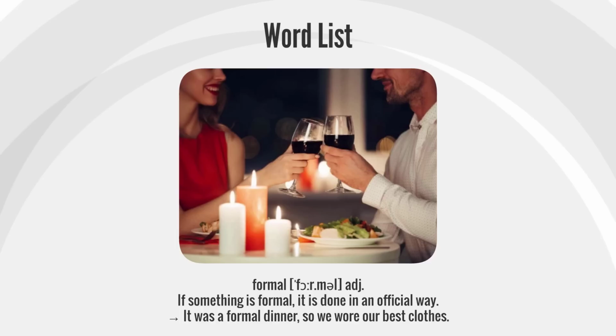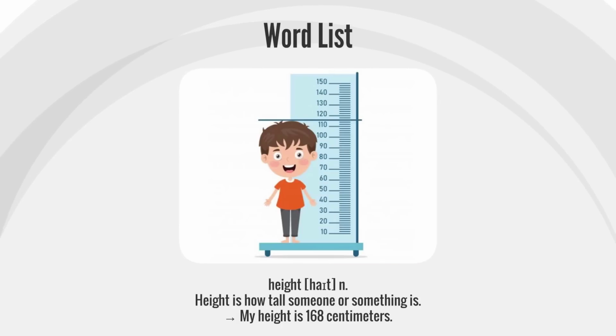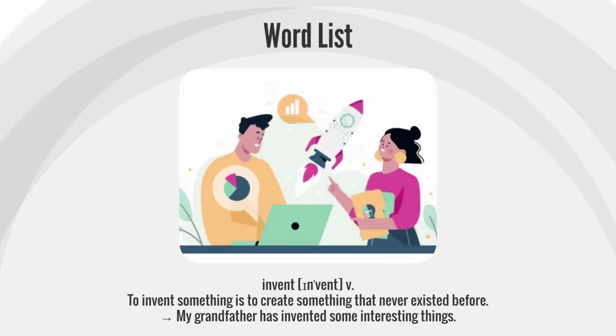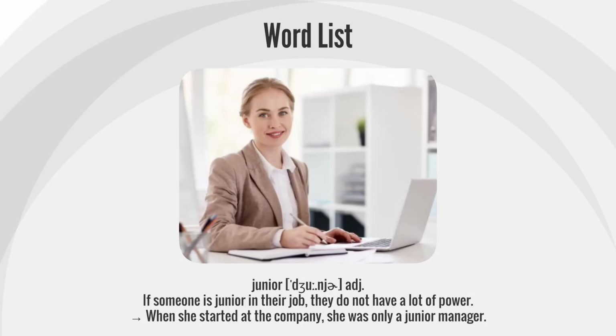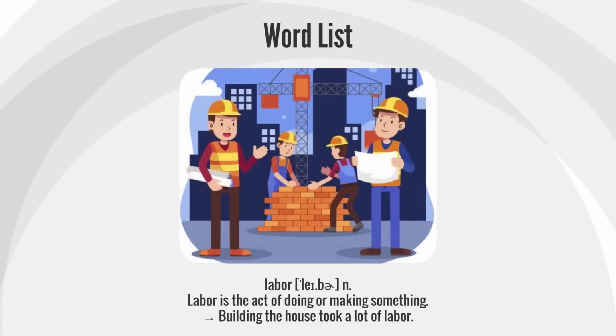Formal. If something is formal, it is done in an official way. It was a formal dinner, so we wore our best clothes. Height. Height is how tall someone or something is. My height is 168 centimeters. Invent. To invent something is to create something that never existed before. My grandfather has invented some interesting things. Junior. If someone is junior in their job, they do not have a lot of power. When she started at the company, she was only a junior manager. Labor. Labor is the act of doing or making something. Building the house took a lot of labor.